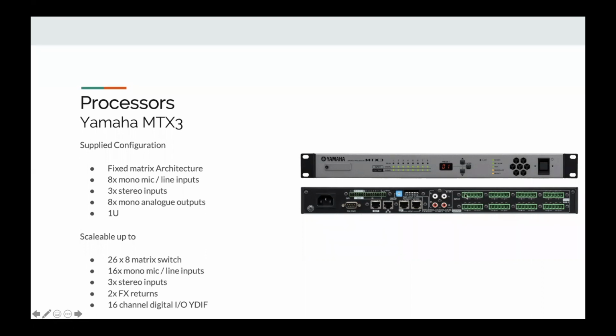But each one of these Phoenix connectors here actually represents 2 inputs. So we have input 8, 7, 6, 5, 4, 3, 2, and 1 here. And then we have output 1, 2, 3, 4, 5, 6, 7, and 8 here, which would go to your amplifiers. You can also use the YDIF connections to do that, and I'll explain that in a while.